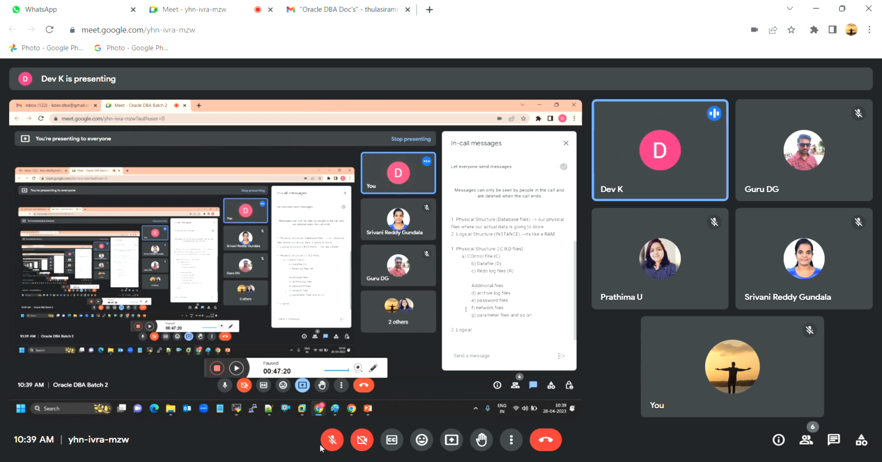Okay, so we'll go step by step. Today we discussed this. Tomorrow we'll go in depth: what is control file, its behavior and its importance. In the same way, what is data file, redo log file, archive log files, password files, network files, parameter files, and their uses and importance. We'll discuss it in tomorrow's class.